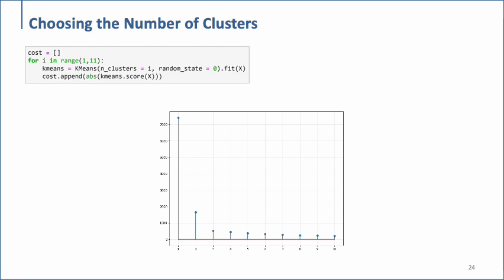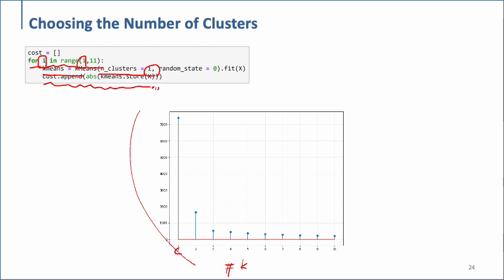Let me explain it in more detail with examples. The idea is that you need to increase the number of clusters, from i equal to 1 to 11. By fitting this model, you can save the cost function, and when you plot this, you may obtain this result. The x-axis is the number of k.